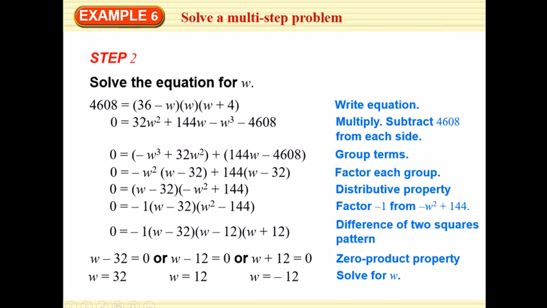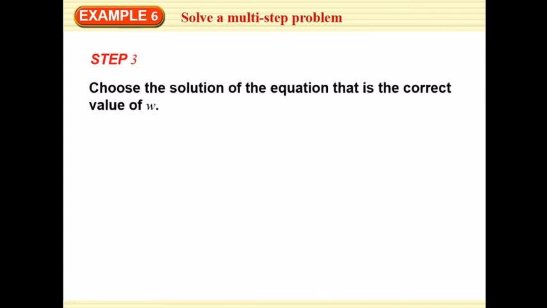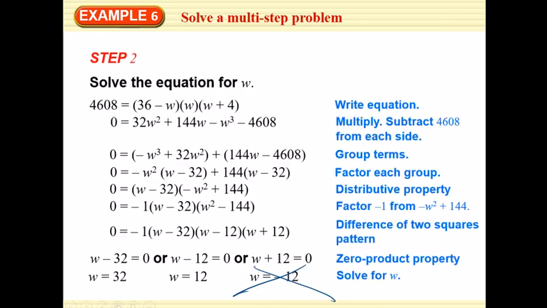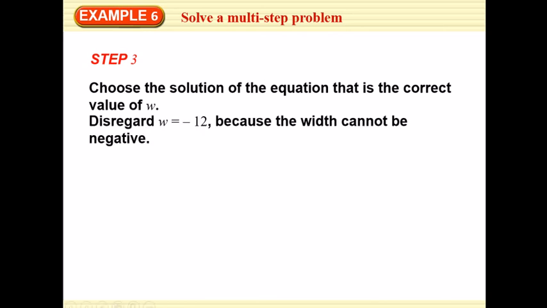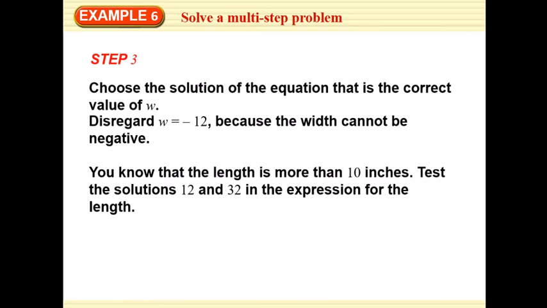And as they said in the beginning of the problem, we're talking about lengths here, so that gets rid of this one because it was negative. So that's my width. Choose the solution of the equation that is correct for w. So when I go ahead and find my length, width, and height using those two w values, 12 and 32, I need to think about the restrictions that they said in the beginning of the problem. So disregard -12 because we can't have a negative width, and you know that the length has to be more than 10 inches. So test the solutions of 12 and 32 for the length.